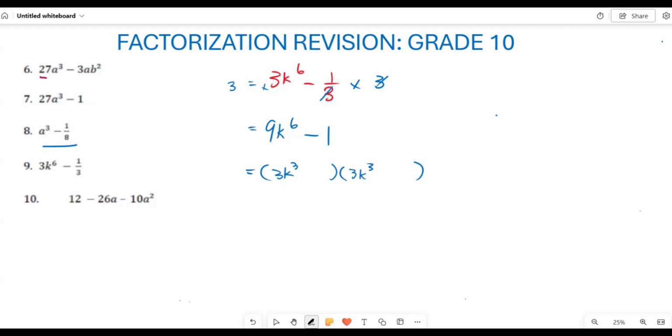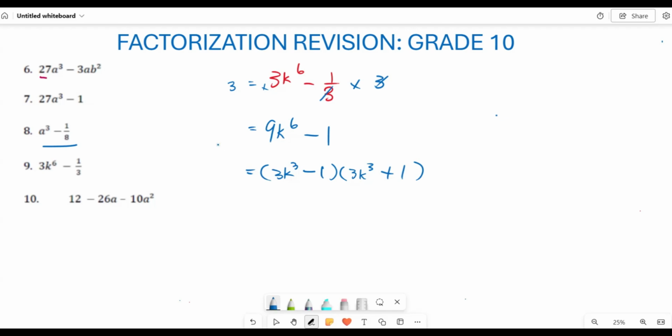Because look, if I say 3k to the power of 3 multiplied by 3k to the power of 3, 3 and 3 gives me 9. Multiplying powers of the same base, you add the exponents, which means this is going to be 9k to the power of 6. That's why I am doing that when I am factorizing. And the 1 here is going to be a 1 and also a 1. Remember, because this is a difference of 2 squares, one bracket is going to be negative and the other bracket is going to be positive. So this is how we go about solving this question.